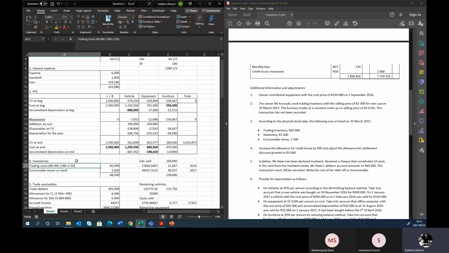So I'm going to take the rand value. And there it is over here. But before I get to that, I want to show you something. There by number 3, so just keep this number in mind. According to the physical stock take, the following was on hand as on the 31st of March 20.7. So here you have your consumable stores, your stationery, your trading inventory. Okay. So your stationery is an expense account, the same as with your consumable stores.